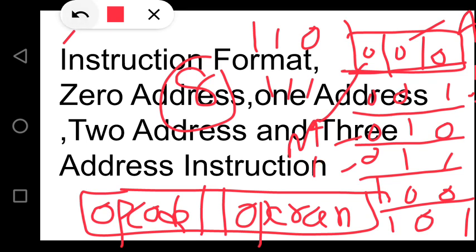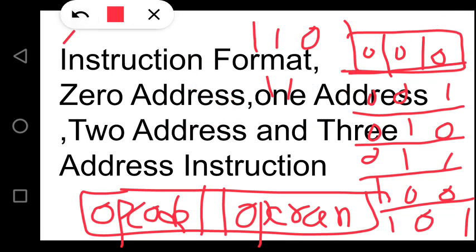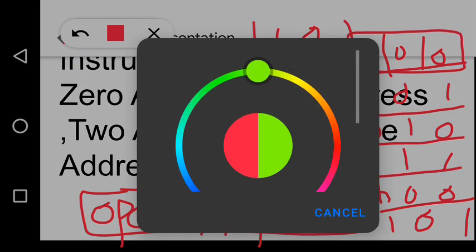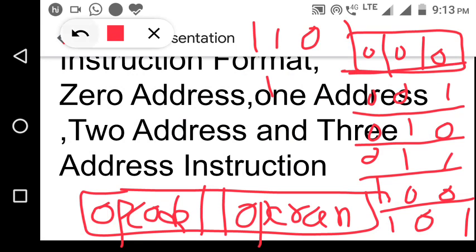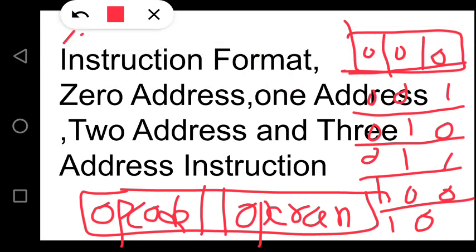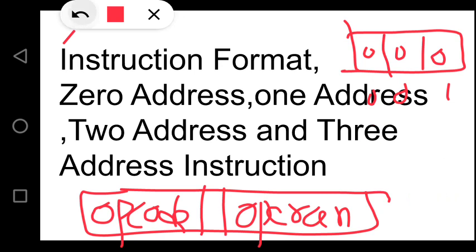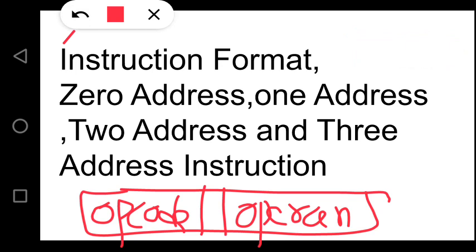So this opcode basically informs the CU what kind of operation this instruction is required to execute. I hope you are getting the importance of opcode. The important part of the instruction is the opcode itself, because here you specify what operation is actually performed. And of course, the second part is operands.